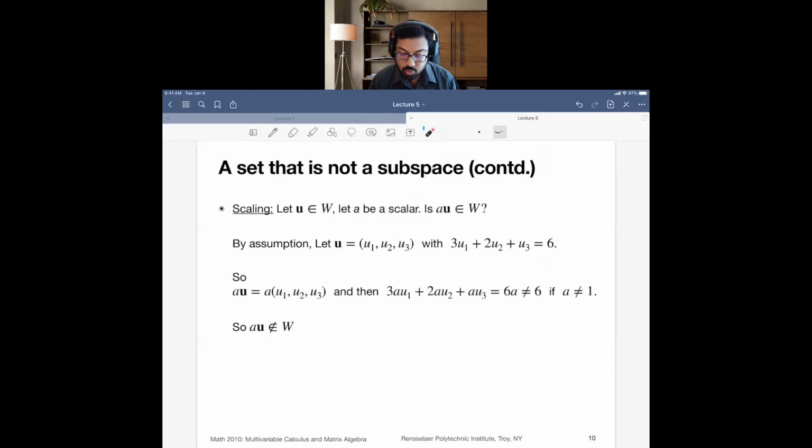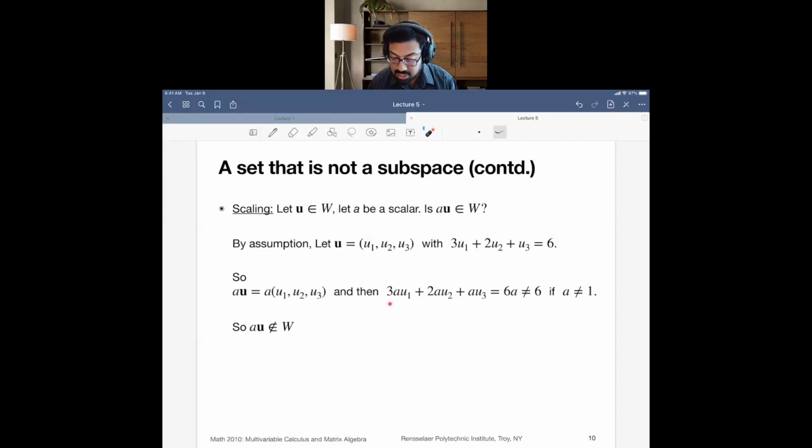So you have U belonging to the subspace W. Let A be a scalar. Question is, when you scale U, is it going to belong to the same subspace or not? So by assumption, U is belonging to R cubed, so it should have 3 elements here, U1, U2, U3, and it is belonging to the subspace W, so the criteria should be met. 3U1 plus 2U2 plus U3 should be equal to 6. So when you scale it by A, what do you get? You get A times all those 3 values, A U1, comma, A U2, and the third value will be A U3.